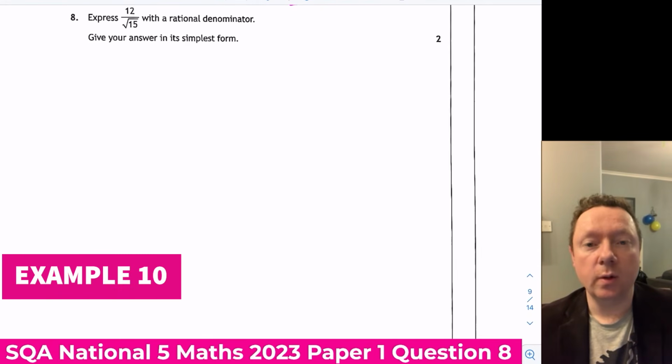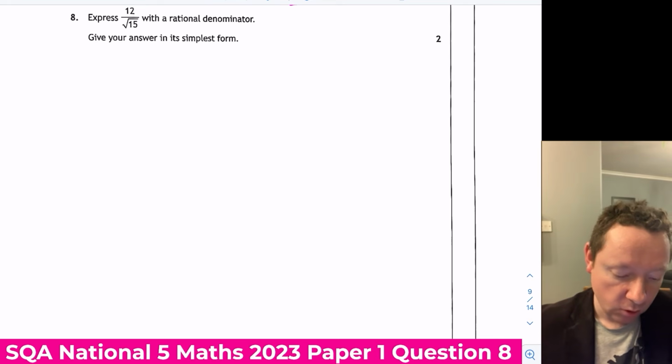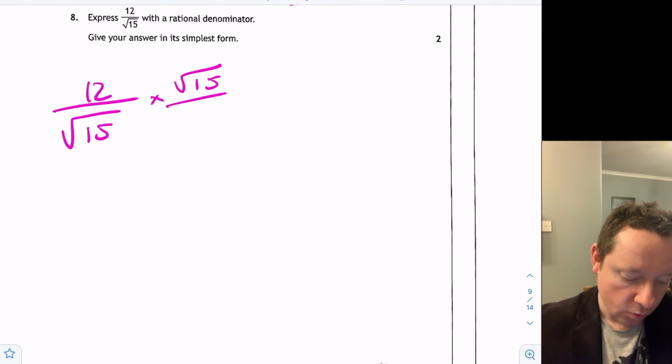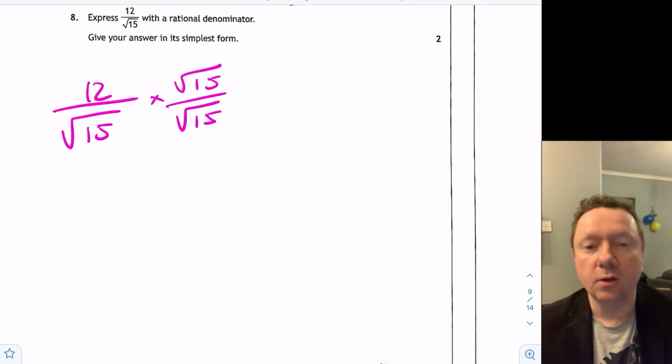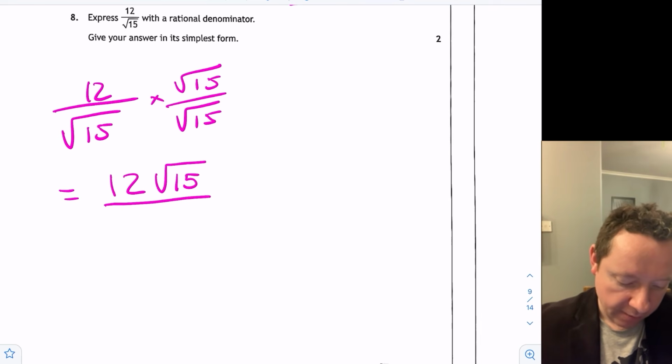SQA National 5 Maths 2023, Paper 1, Question 8. Express 12 over root 15 with a rational denominator. So I need to rationalise the denominator. So I do 12 over root 15, and I times by root 15 over root 15, to eliminate the denominator's root. So on the top, to start with, that gives me 12 root 15. And on the bottom, I just get 15.